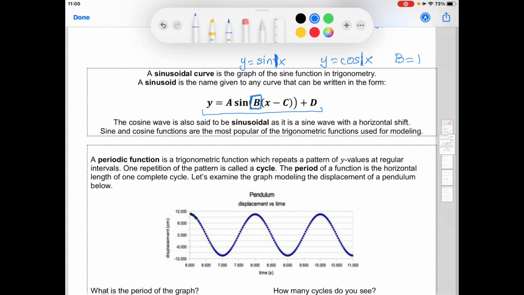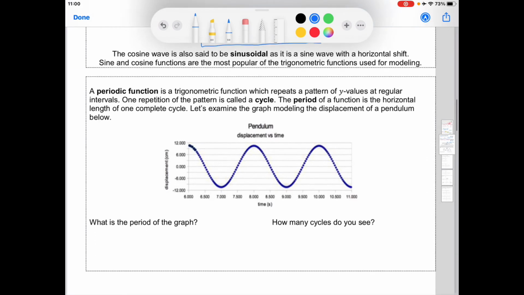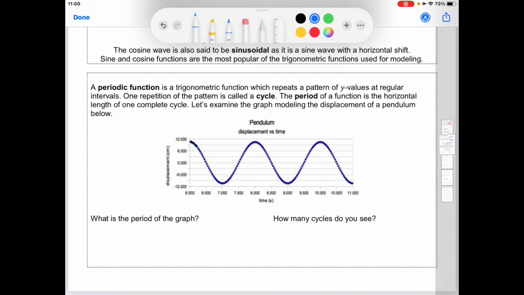And B is actually called the frequency of your trigonometric function. A periodic function, periodic meaning it repeats itself after a certain period, is a trigonometric function which repeats a pattern of y values at a regular interval. One repetition of the pattern is called a cycle. The period of a function is the horizontal length of one complete cycle. Let's examine the graph modeling the displacement of a pendulum.